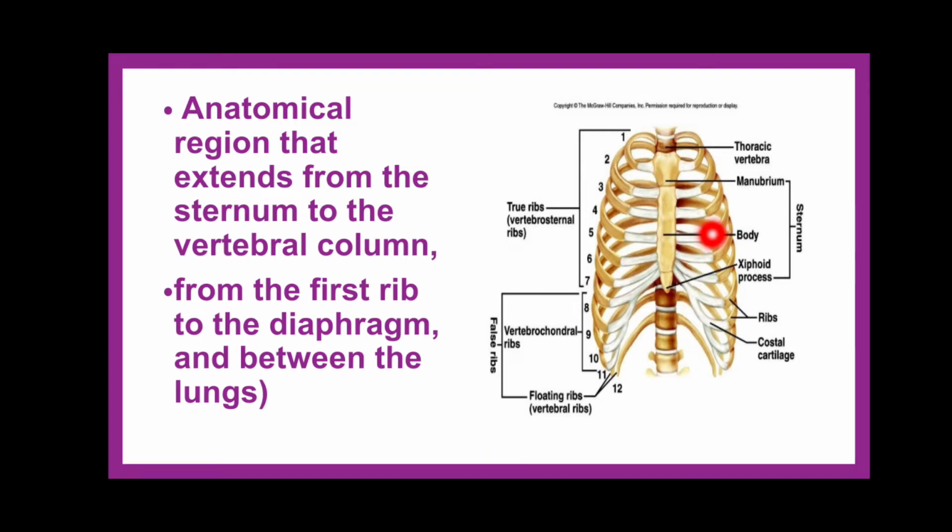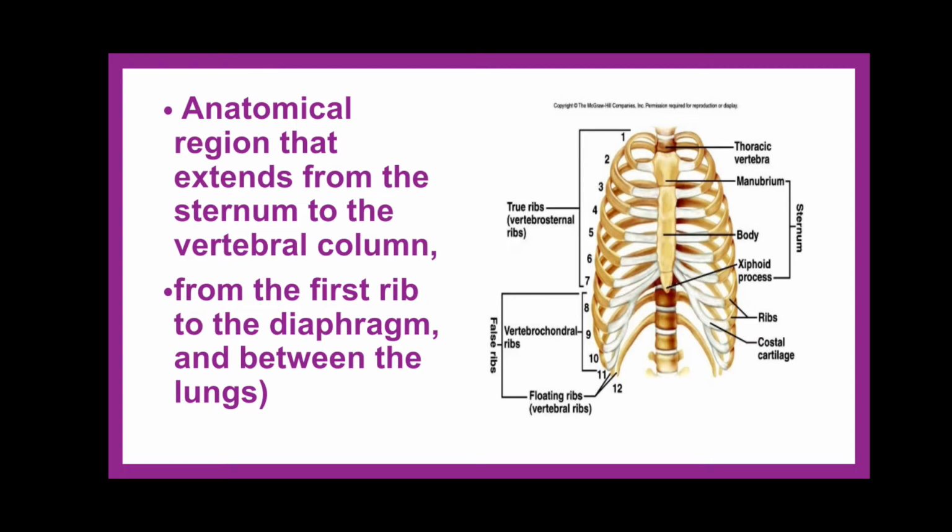Next part, if you will see, it extends from the sternum to the vertebral column. That means if you will see from आगे से this part, whole part is the sternum. And the back side, you will see the vertebral column. So it lies between these structures, front and the back. From the first rib to the diaphragm and between the lungs. मतलब first rib से start होके ये डायफ्राम पे रेस्ट करता है, इसका एपेक्स, and it is between the 2 lungs.